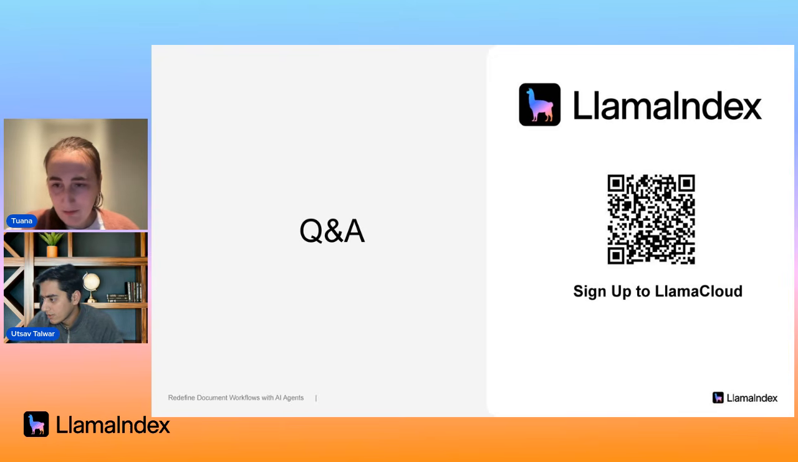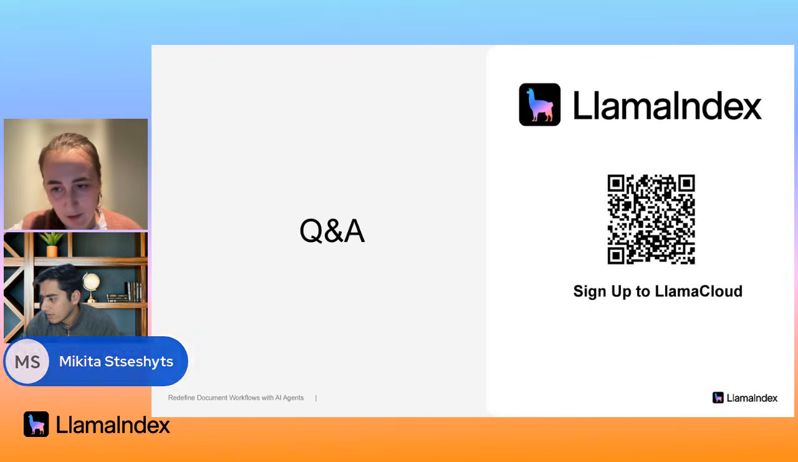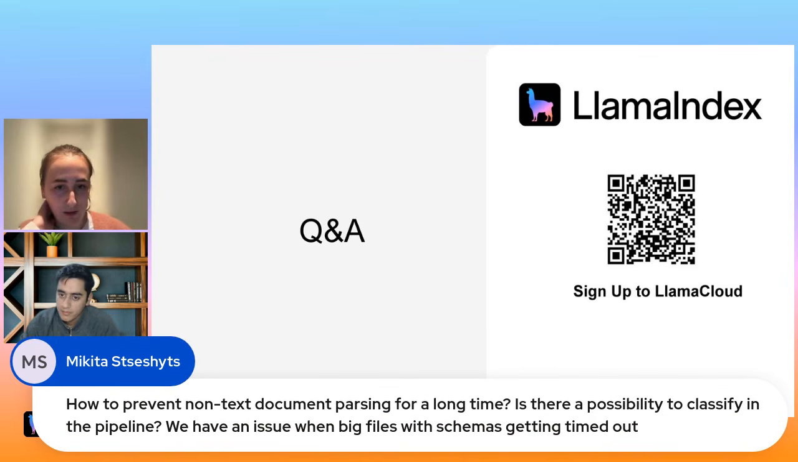There is one question that came up that I think I can answer if I understand it correctly, but I want to preface this by saying I'm not sure I understand exactly what you're asking. How do we prevent non-text document parsing? Is there a possibility to classify in the pipeline?